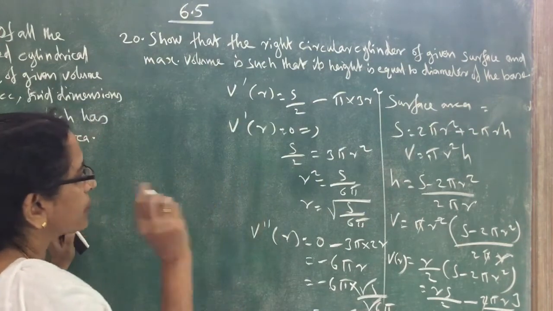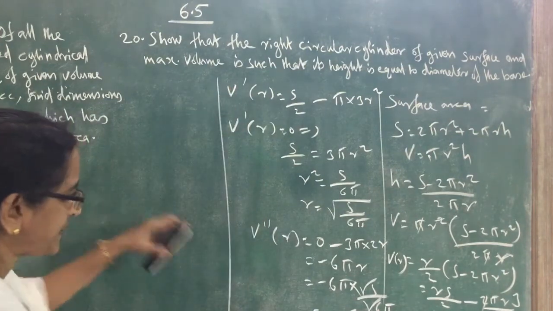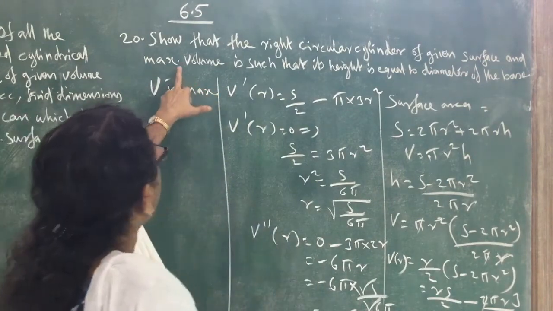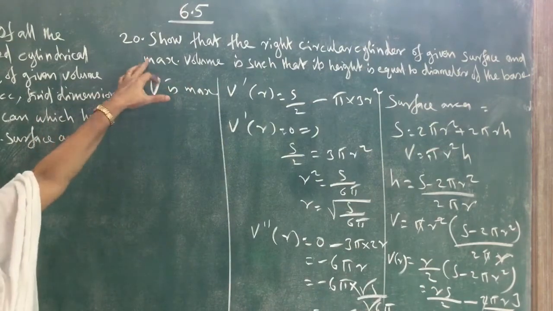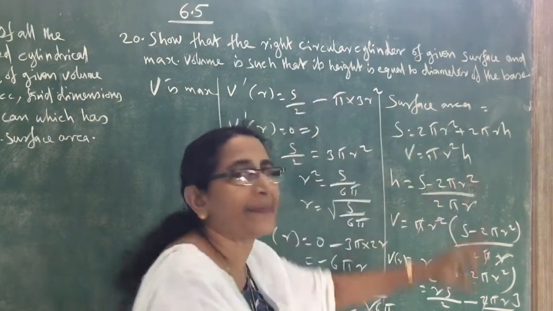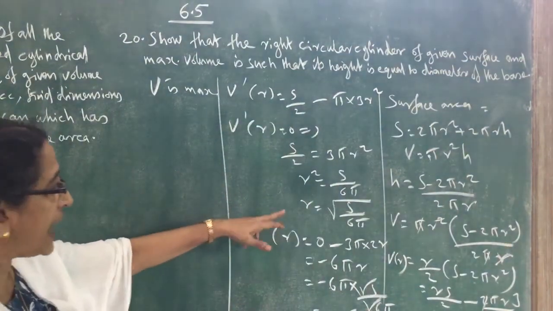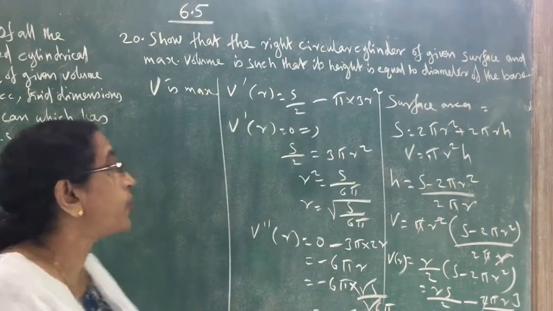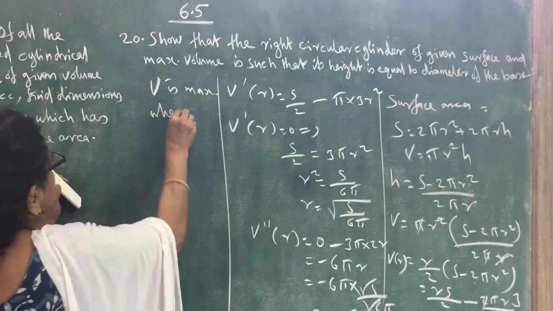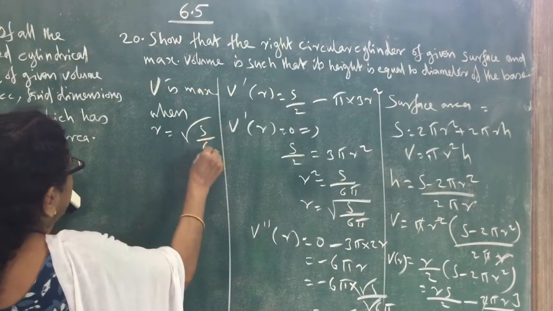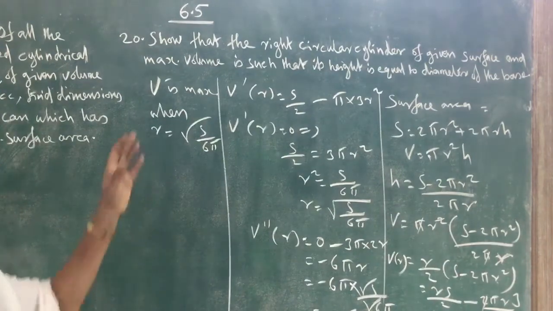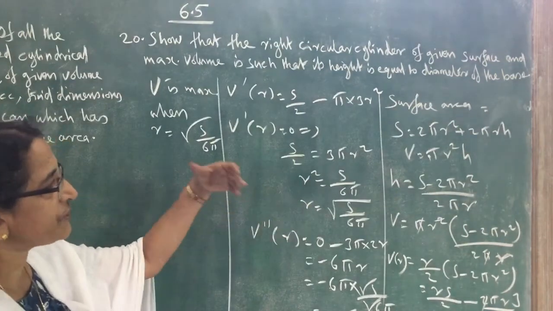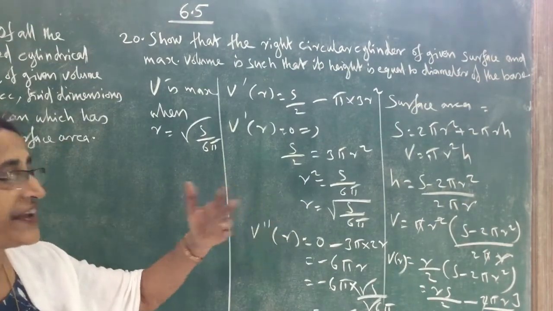So we can write therefore V is maximum. We want maximum volume. When volume is maximum, we have to prove that height is equal to diameter of the base. So when r equal to root of S by 6 pi, since the second derivative is less than 0, V is maximum. Now the only thing we want to do is prove that in that case height is equal to diameter. So we got the radius. Now we can find the height h, and prove that it is equal to 2r.